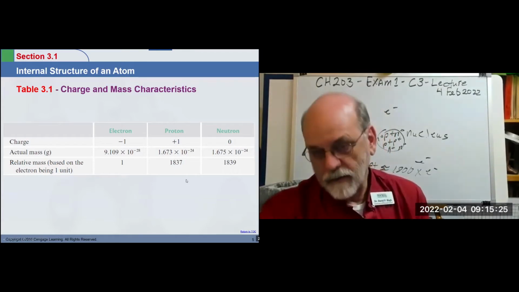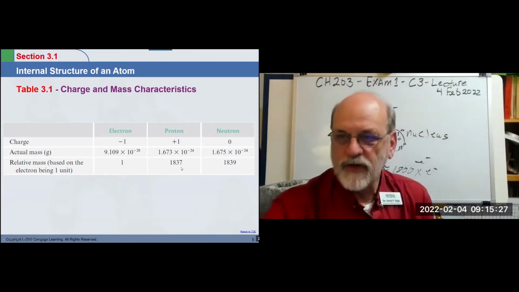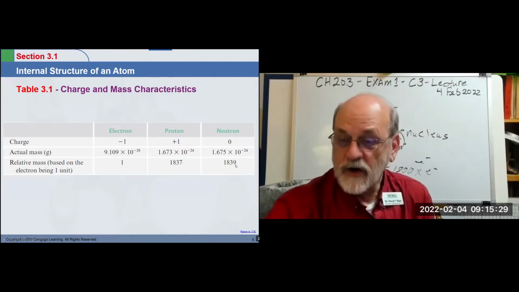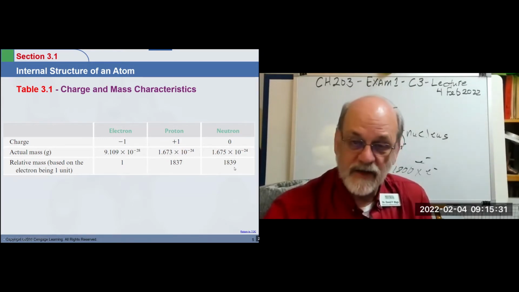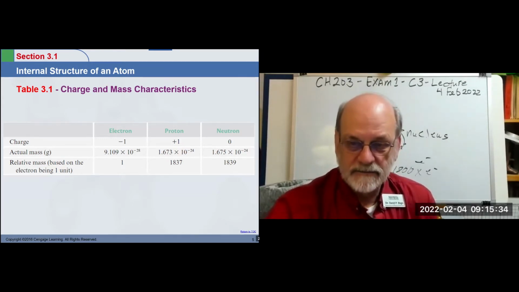Okay, so the exact amount is 1,837 times. The neutron is about the same size as the proton, but it's a little bit heavier.